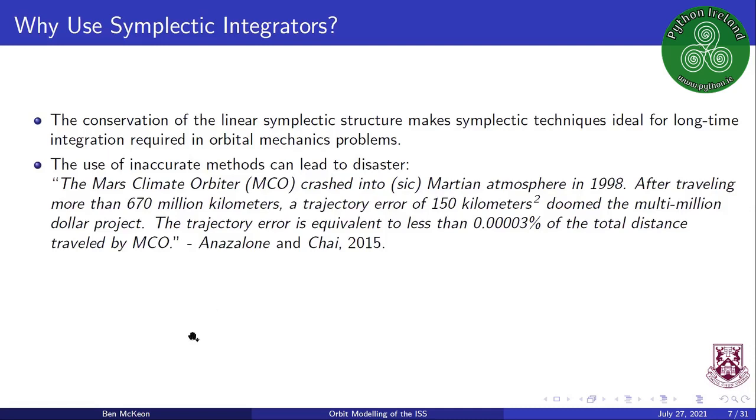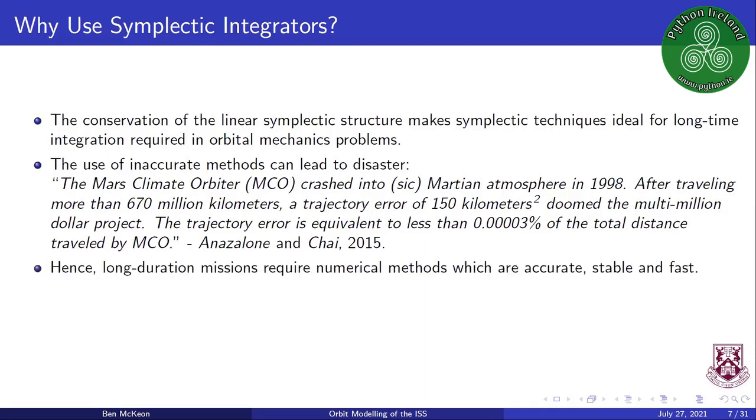And obviously, when the wrong method is used, we can see how things go wrong. Here is an excerpt from a paper by two guys called Patrick Choi and Evan Anzalone, I think. They described what happened with the Mars Climate Orbiter, which was a NASA mission back in 1998. It had traveled 670 million kilometers to Mars, and then a trajectory error of only 150 kilometers ended up writing off this entire project. That error was tiny. It was equivalent to 0.00003% of the total distance traveled by the Mars Climate Orbiter.